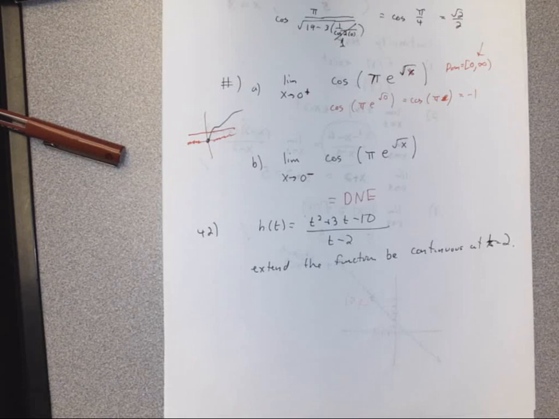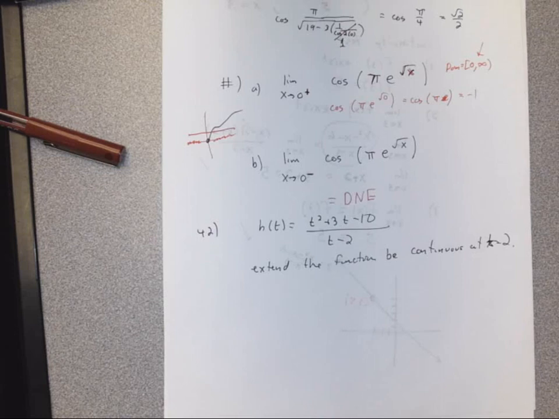No, because if you plug in 2, you're going to get something over 0, right? Actually, are you going to get 0 over 0? Did you guys check it? Because if you get 0 over 0, I bet you it's a hole. I bet you I can fix it. It is 0 over 0. So that means the top has a factor of t minus 2, doesn't it?